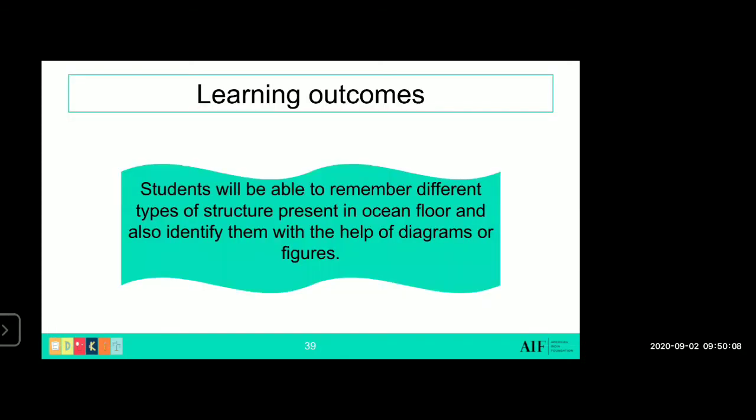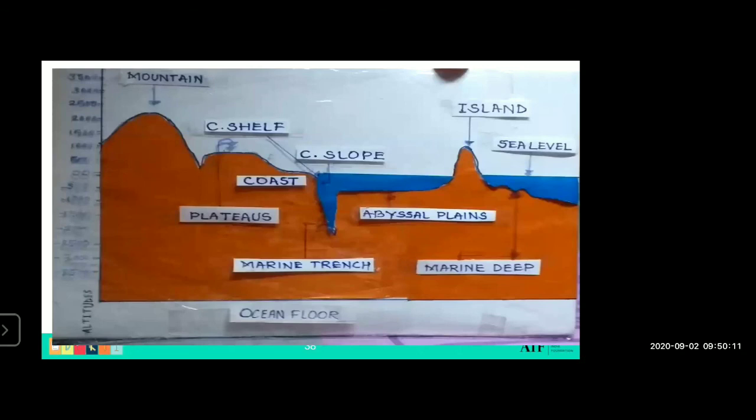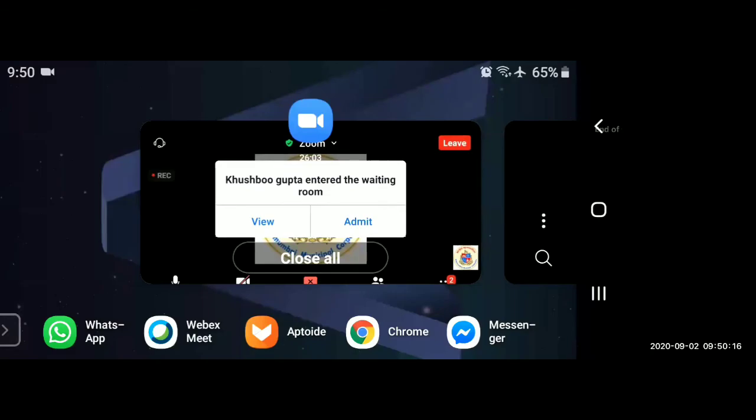So students, I hope you have understood the topic clearly. I will just get back to our slide. Remember students, after this, just go through the topic so that you can understand the concept and the names more clearly, which will be helpful for you to understand the landforms which are submerged under the water.